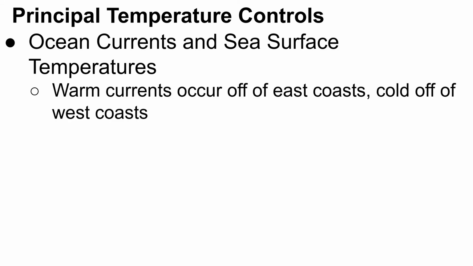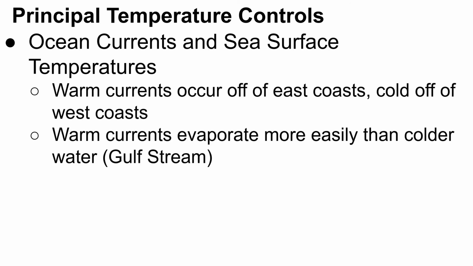Ocean currents and sea surface temperatures will play an effect. Warm currents occur off of all of the east coasts. Cold currents off all of the west coasts. Warm currents evaporate more easily. So the Gulf Stream and the Gulf of Mexico, for example, is going to evaporate. Lots of water evaporates, goes into the air, so they get lots of rain in the winter.